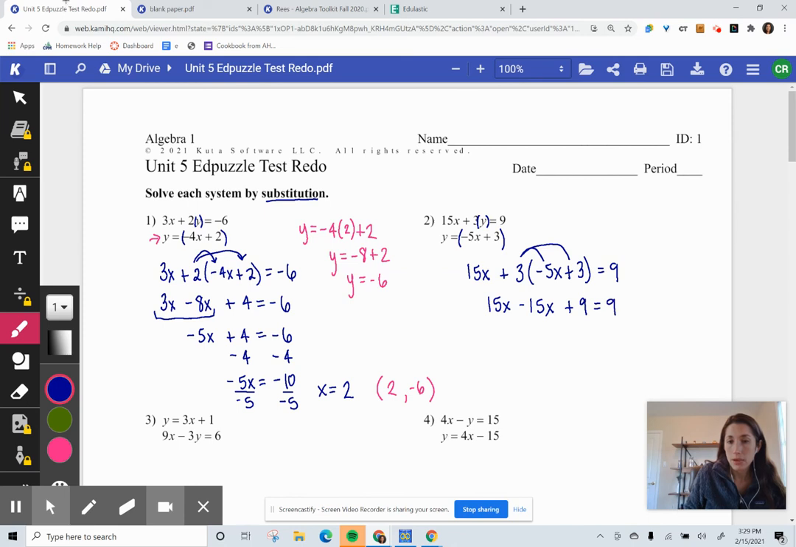And then if I combine my like terms here, that would become 0. So I end up with 9 equals 9. And remember, that is a true statement. If I were to graph these, they would be the same exact line. So we would say that this is infinite solutions.